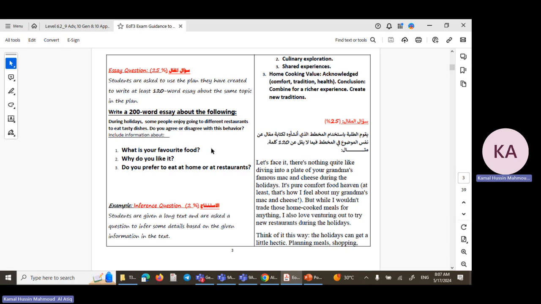And in the second paragraph, you will explain why you like that food and who can agree with you. In the third paragraph, or in the conclusion, you will say, in conclusion, or to sum up, or to conclude, or to end, or to make a long story short, I think that eating at home is better than eating at restaurants because my mother is a good cook and I like eating at home.